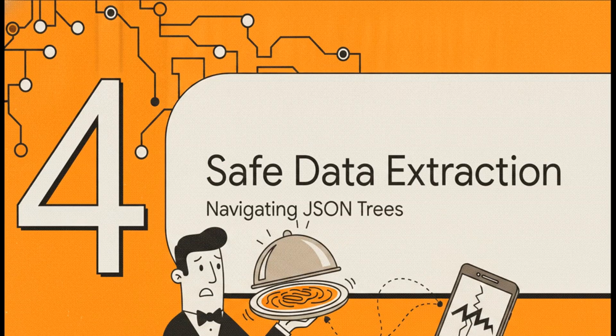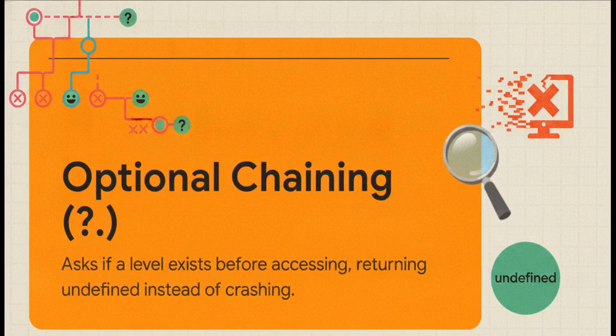Which brings us to Section 4, safe data extraction methods, digging into the JSON. Okay, the waiter has delivered the JSON dish, but digging into nested data blindly is exactly how apps crash. To protect ourselves, we rely on optional chaining. Plain dot notation is just way too fragile.